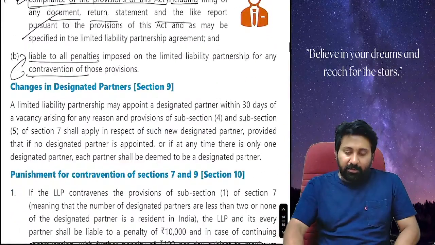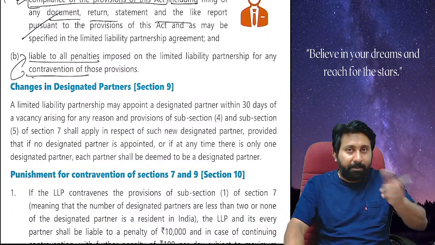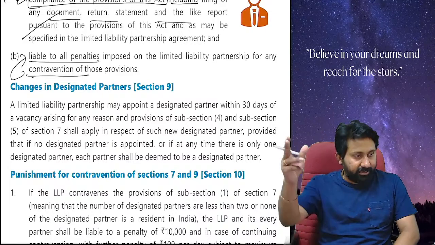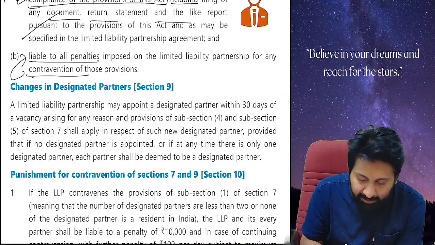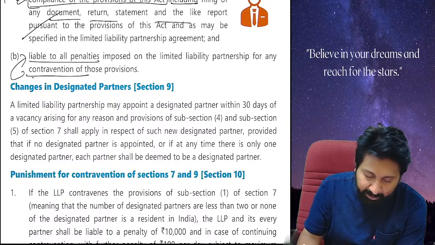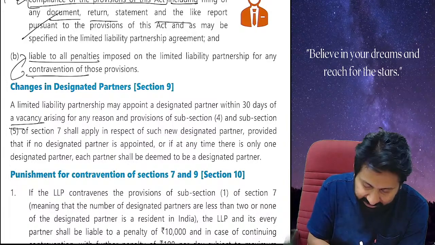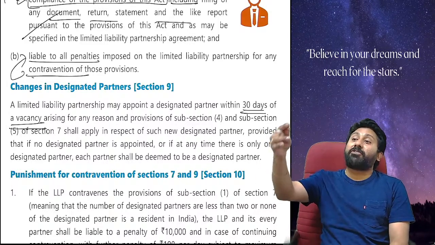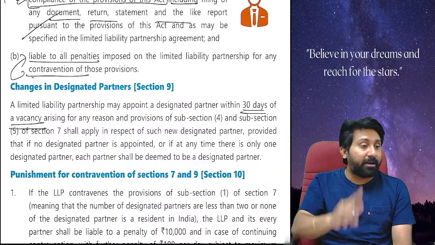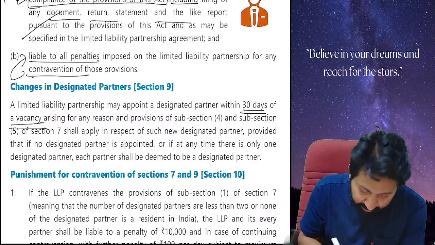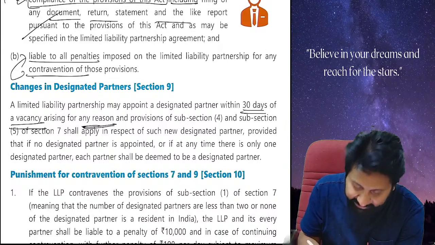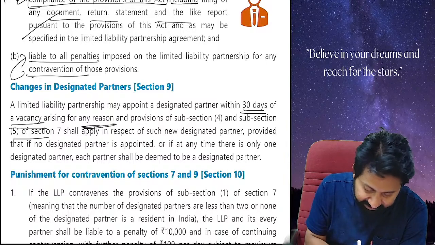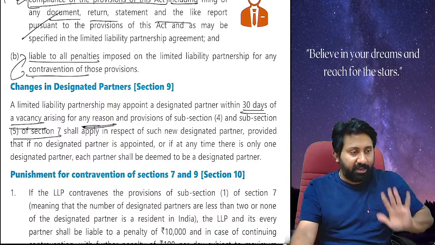Next, like company directors will change, in an LLP designated partners will change. See there, what they are saying. An LLP may appoint a designated partner within 30 days of vacancy. Any vacancy caused in the office of a DP must be filled within a period of how many days? 30 days. For any reason, and provisions of subsection 4 and subsection 5 of section 7 shall apply. Section 7 we didn't read, leave that part.